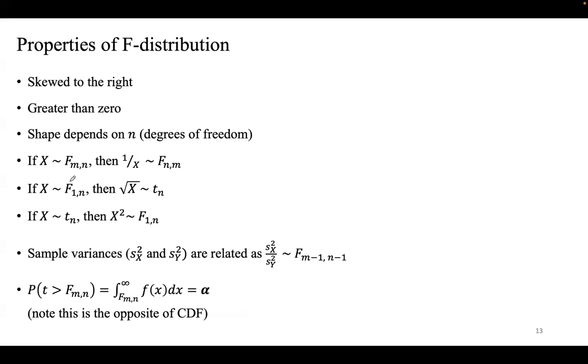If X has an F distribution where M is 1 but N is not 1, then the square root of X is going to follow a T distribution with N degrees of freedom. And then you can reverse this whole thing, right? If X is T_n, the square of that is going to follow an F distribution. So these two are just inverses of each other. These are all properties that you can use. If you know the distribution of one of these, then something else can be derived from it. And we will see a couple of examples today.